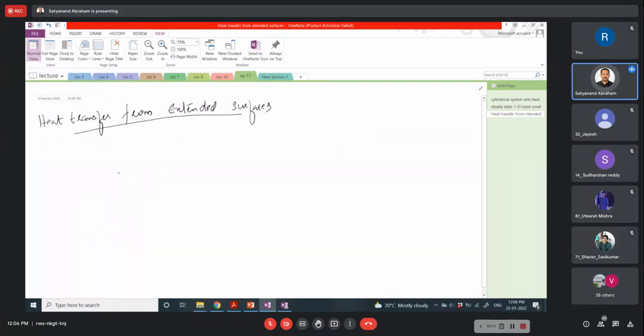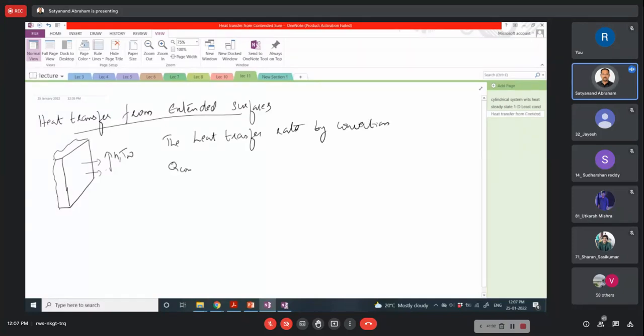We know that if we have a single wall, here we are assuming we are trying to cool the surface, so we have h and T infinity like this. The heat transfer rate by convection, Q convection, is equal to h into surface area into Ts minus T infinity.